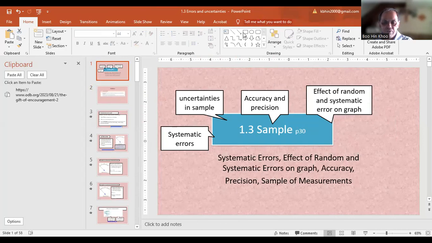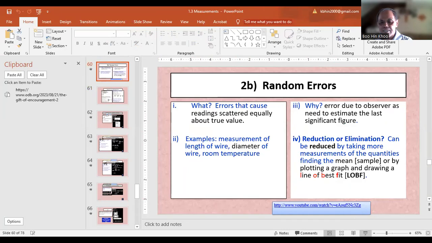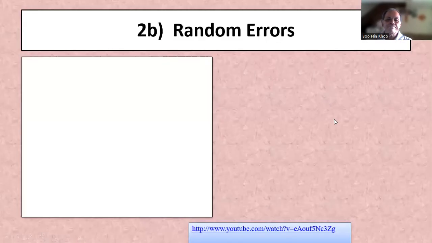Before we go into the lesson, let us just review what we have learned from last week, from the previous lesson. Okay, previous lesson, we started with random errors.